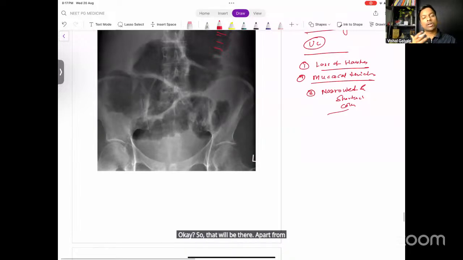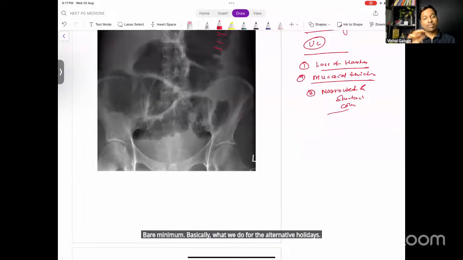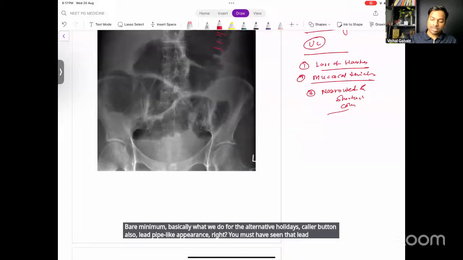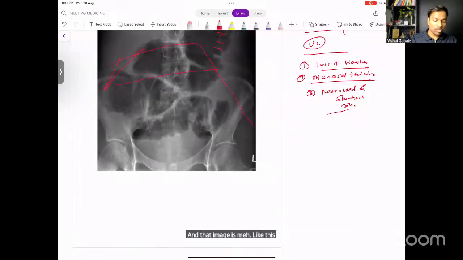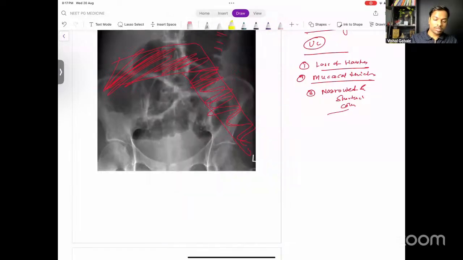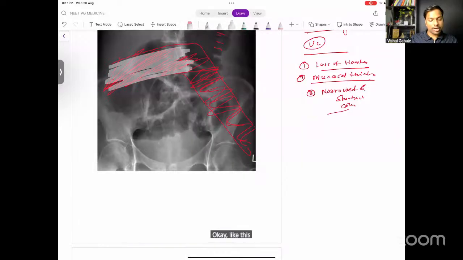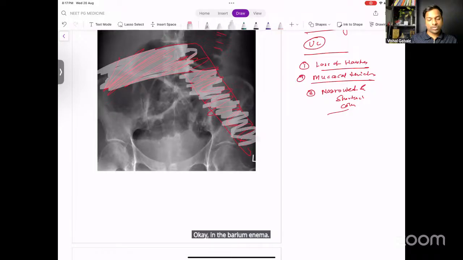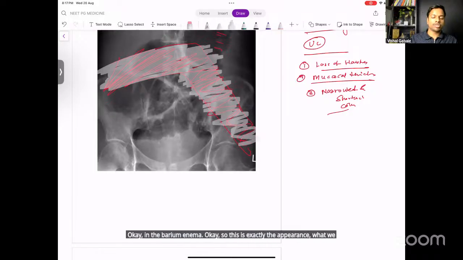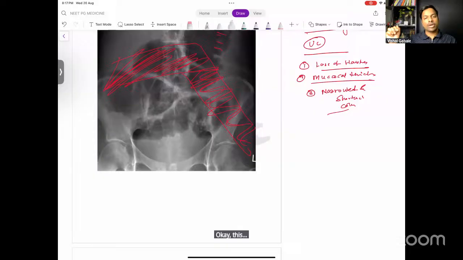Apart from that, when you do contrast imaging, barium enema, basically what we do for ulcerative colitis, you see collar button ulcers and a lead pipe-like appearance. You must have seen that lead pipe appearance. Images may look exactly like this, and the whole colon will be filled, obviously with white color, in this lead pipe-like appearance in the barium enema. So this is exactly the appearance we can get in patients of ulcerative colitis if we do contrast imaging.